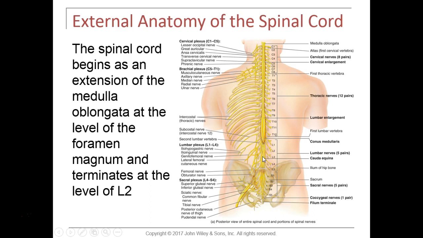Now, there are two major enlargements of the spinal cord. There's what we call a cervical enlargement. You can kind of see right here how the spinal cord is a little thinner, and then it enlarges right here. That's called the cervical enlargement. And then it gets kind of thin again until we get down here, which is called the lumbar enlargement.